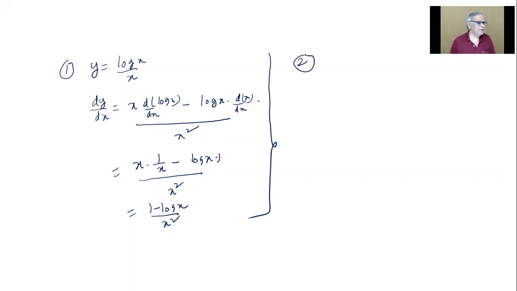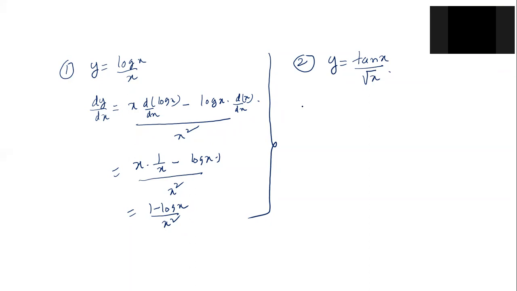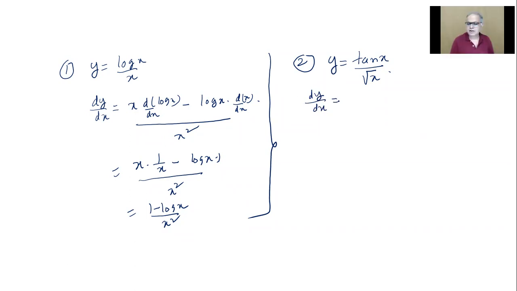Now, in the next set, second one. Ganesh is over. Vishnuvardhan is over. Shrihita. Y equals tan x by root x. Who will try? Suhita. Okay, come on. Once again, quotient rule, right?